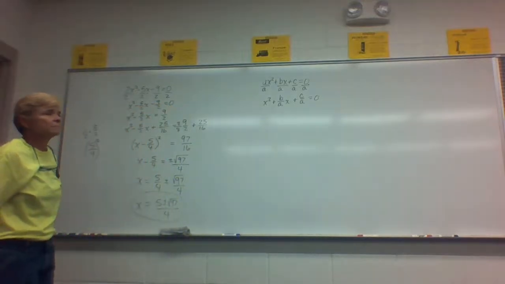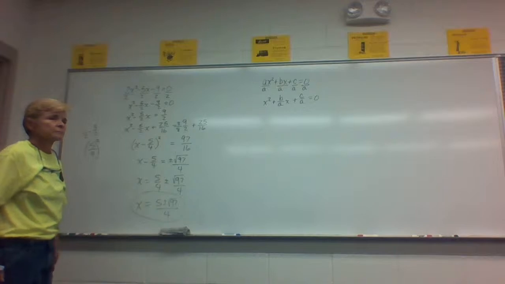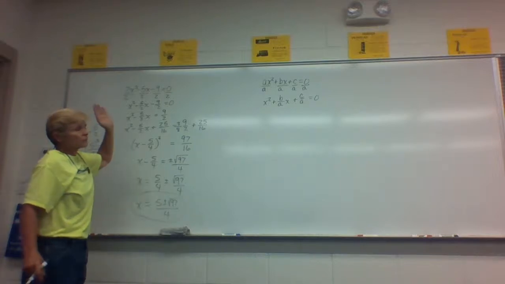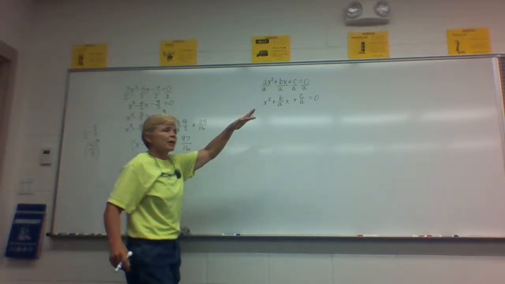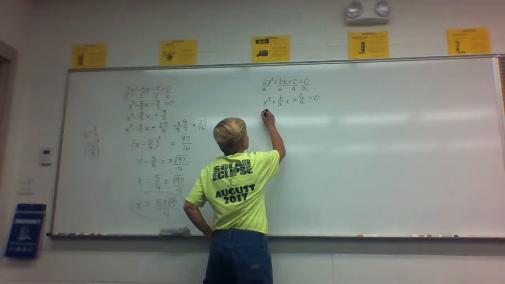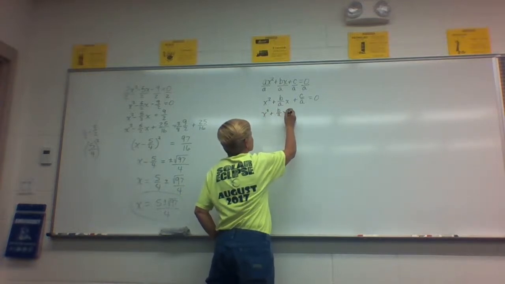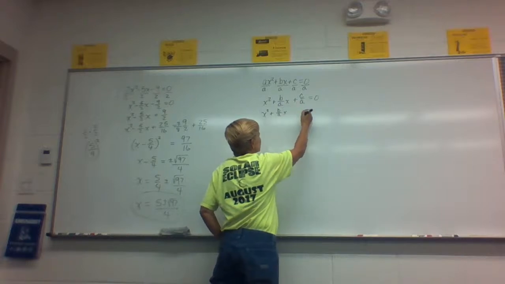What's the next thing we did? No, not yet. What's the next thing we did? From here to here. Toss C over A to the other side. Get him out of the way, right? Okay. We're going to have an x squared plus b over a x equals, when we toss this one over, it's going to be negative.